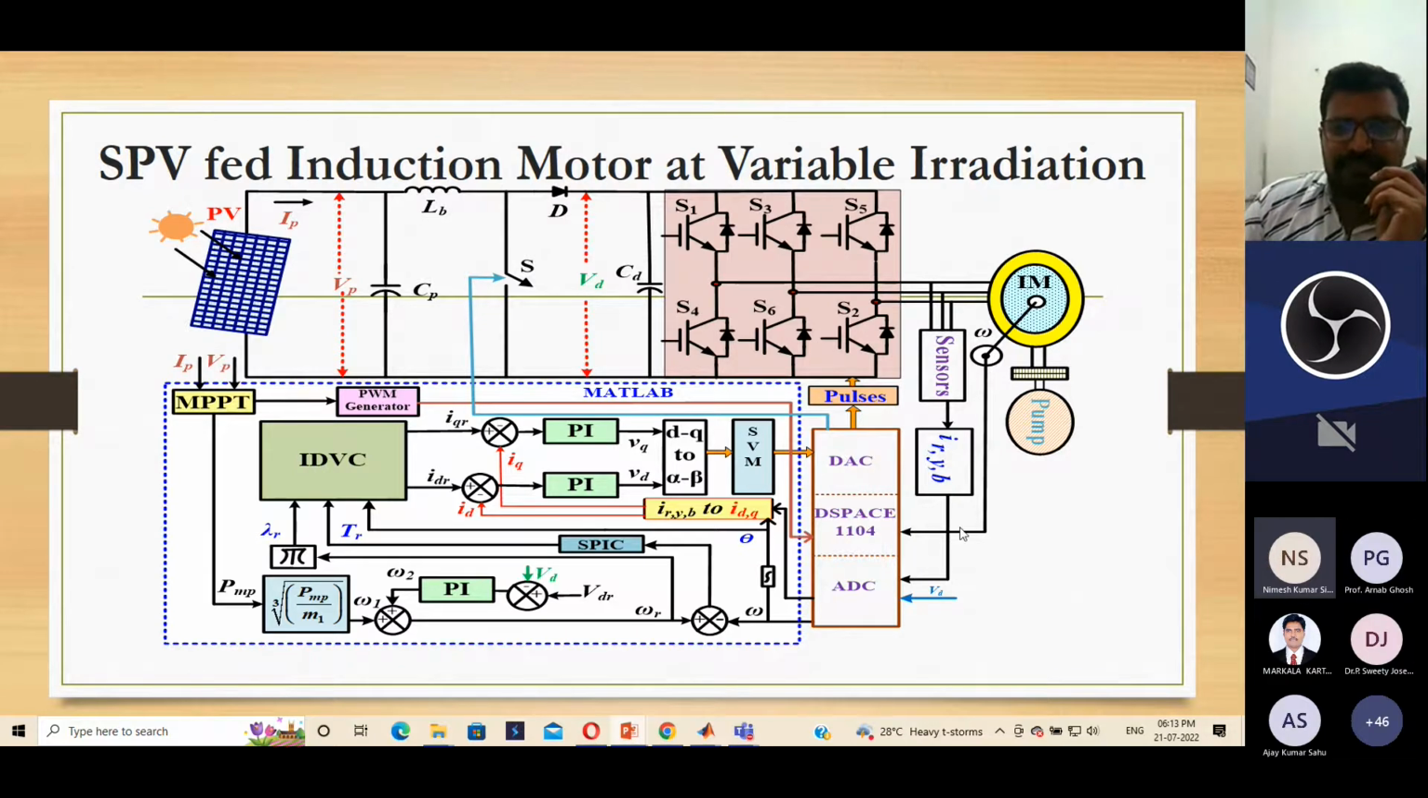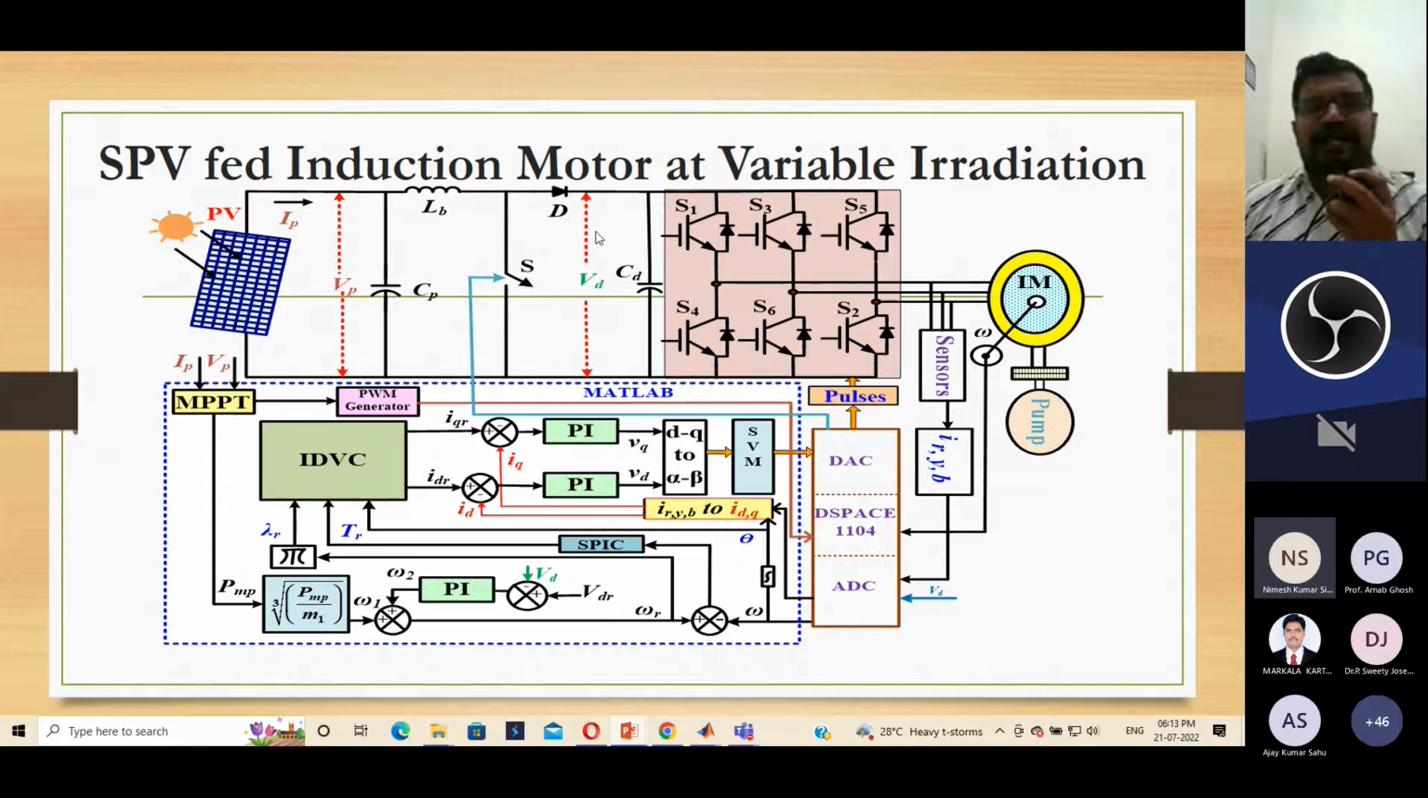If you observe here, the speed is sensed back, the currents are sensed back, and the DC link voltage is also sensed back. Based on these values, the control part will run. And here, the speed of the induction motor is changed in such a way as to balance the DC link voltage.